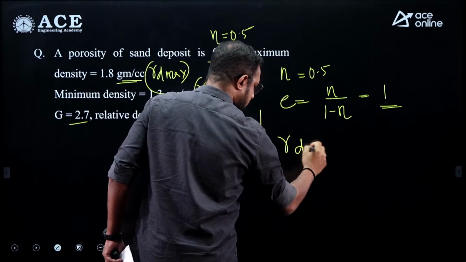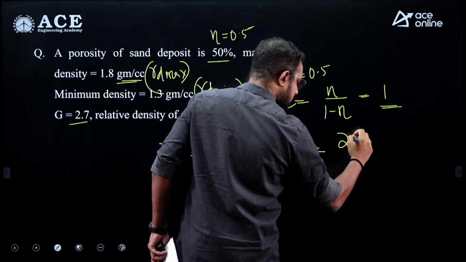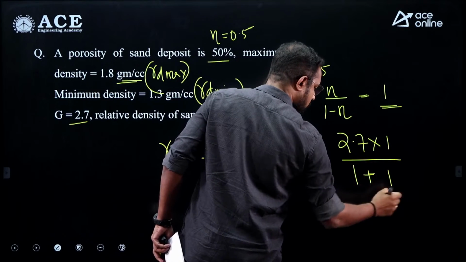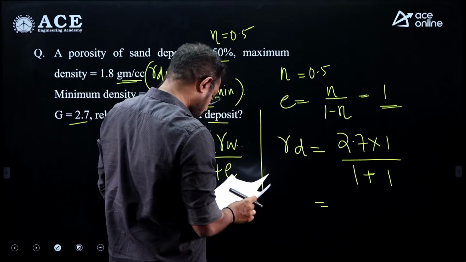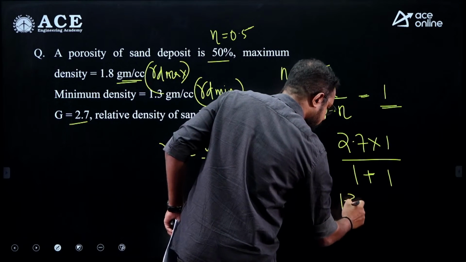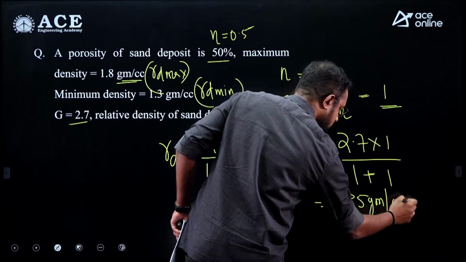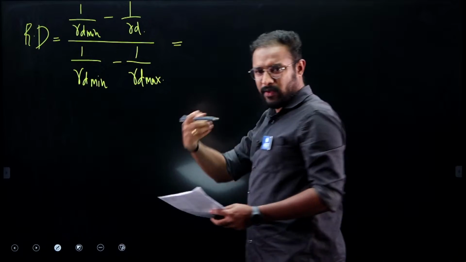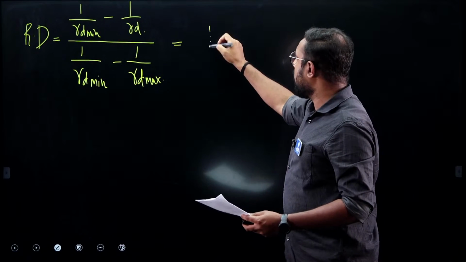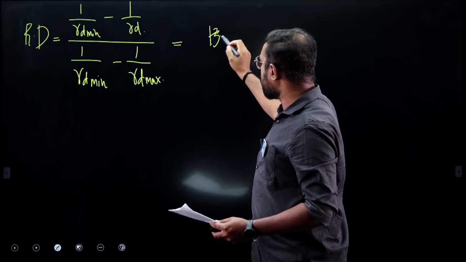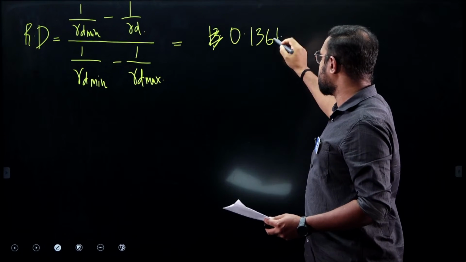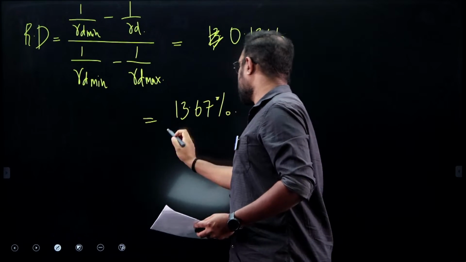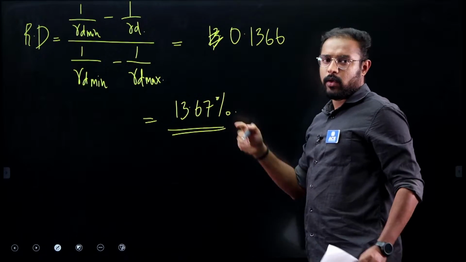So the value of gamma d is equal to 2.7 into 1 gram per cc divided by 1 plus 1. If you solve this, I'm getting 1.35 gram per cc. So we know this value, substitute it here. Direct substitution, I think you can do that. Finally, you'll get the answer as 0.13666. As a percentage, if you want to write, it will be 13.67 percent. Into 100 you do, you will get the percentage.